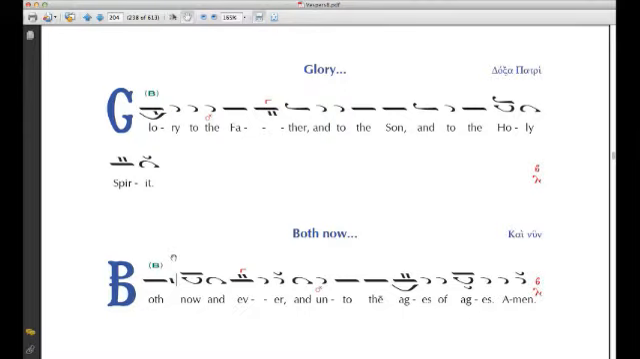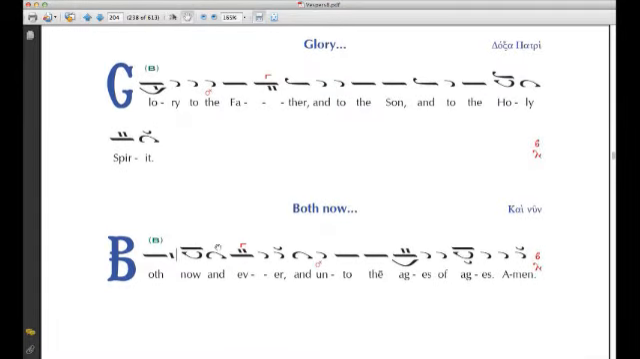Amen. Let's do the Both Now one more time. Just to let you know, both now and ever, and unto. So the end kind of comes out of nowhere, because we just jump. Both now and ever, and. Let's do it one more time. Both now and ever, and. Yeah. So one last time.